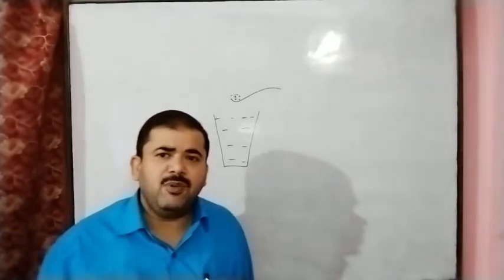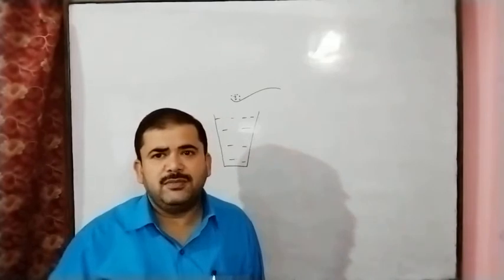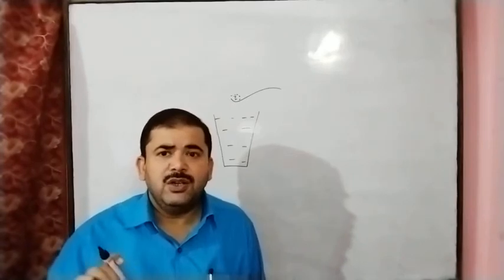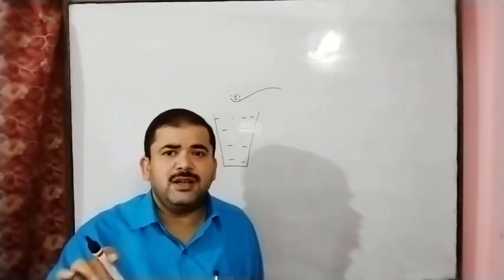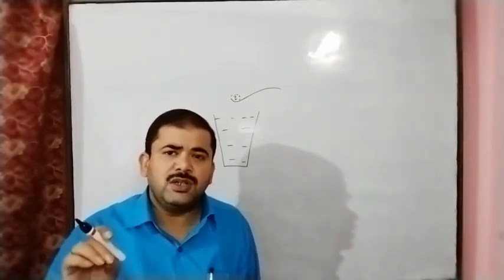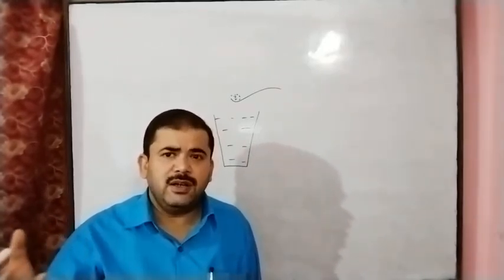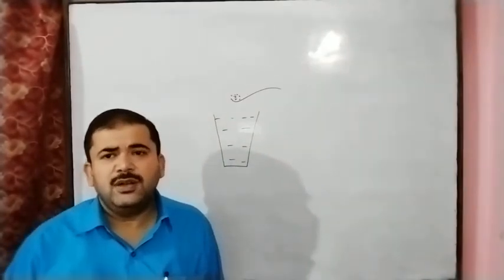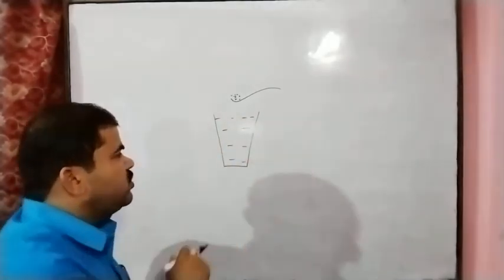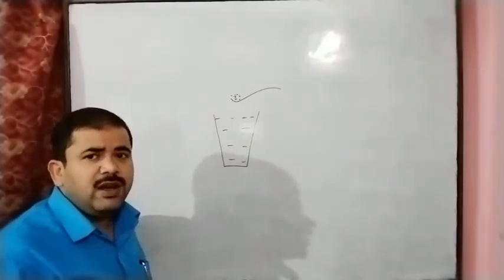After this, the second point: the mixture does not have any specific property of its own. The constituents present in the mixture exhibit their original properties. Suppose you see the sugar solution made by 2 components, 2 constituents, sugar and water.